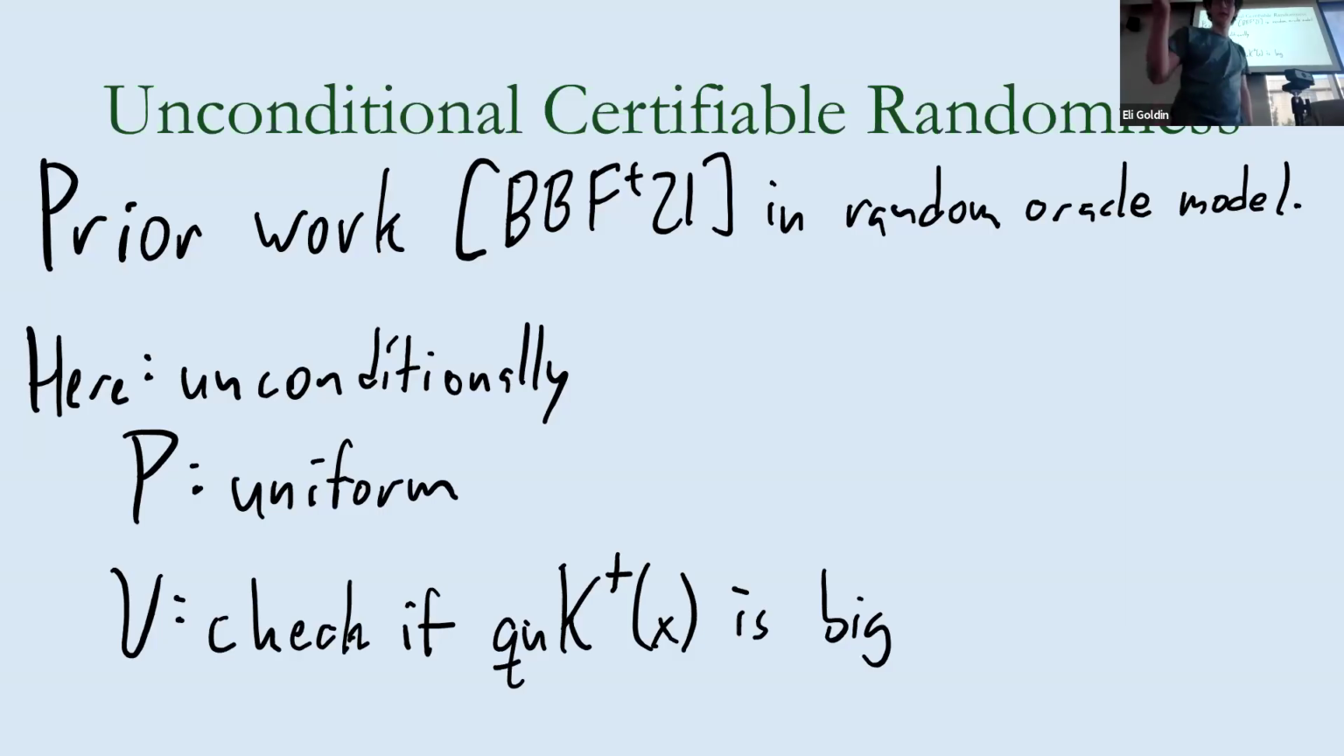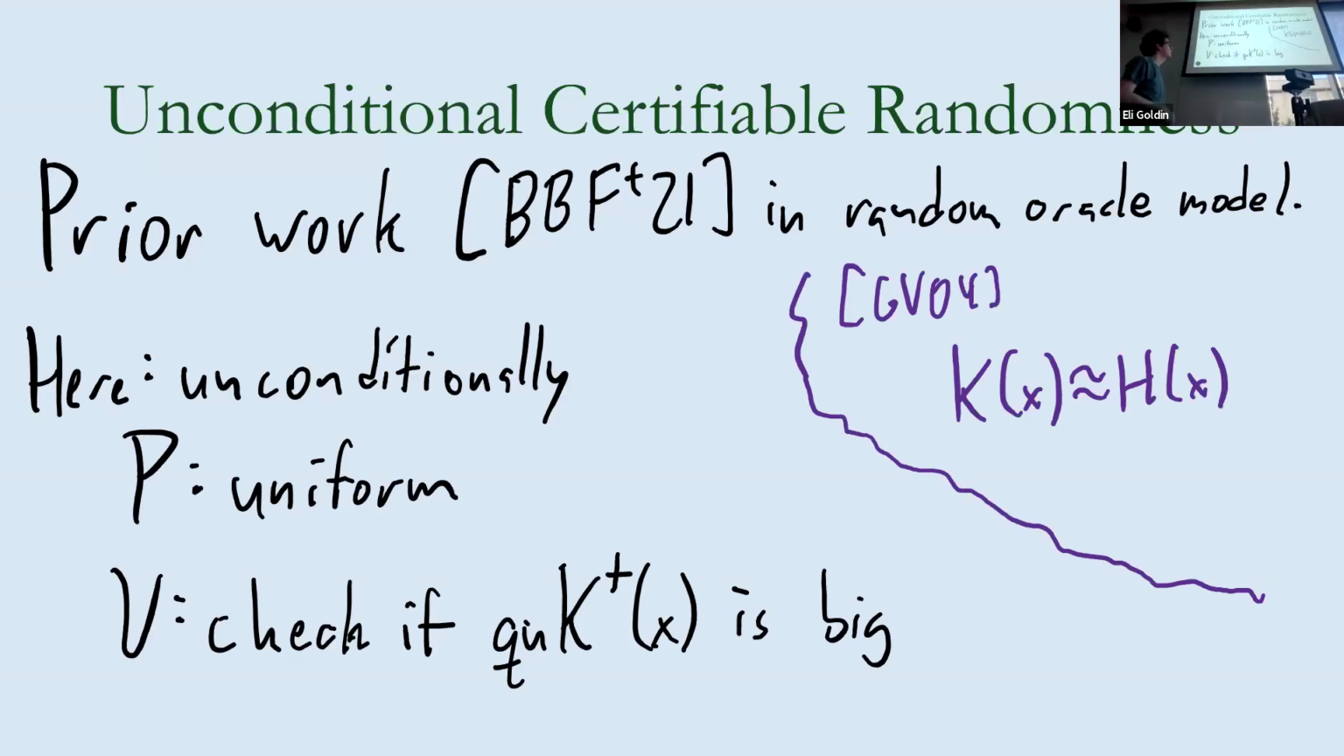So in particular, our prover is going to be a uniform distribution, and our verifier will just check whether this quantum Kolmogorov complexity is big. The intuition comes from a fact from 2004, that Kolmogorov complexity has a deep relationship with Shannon entropy. We're talking about min entropy, and this is talking about Shannon entropy, but regardless, Kolmogorov complexity is deeply tied to information denseness, which is an entropy metric. So if the Kolmogorov complexity is high, it really should be the case that the sample is random.